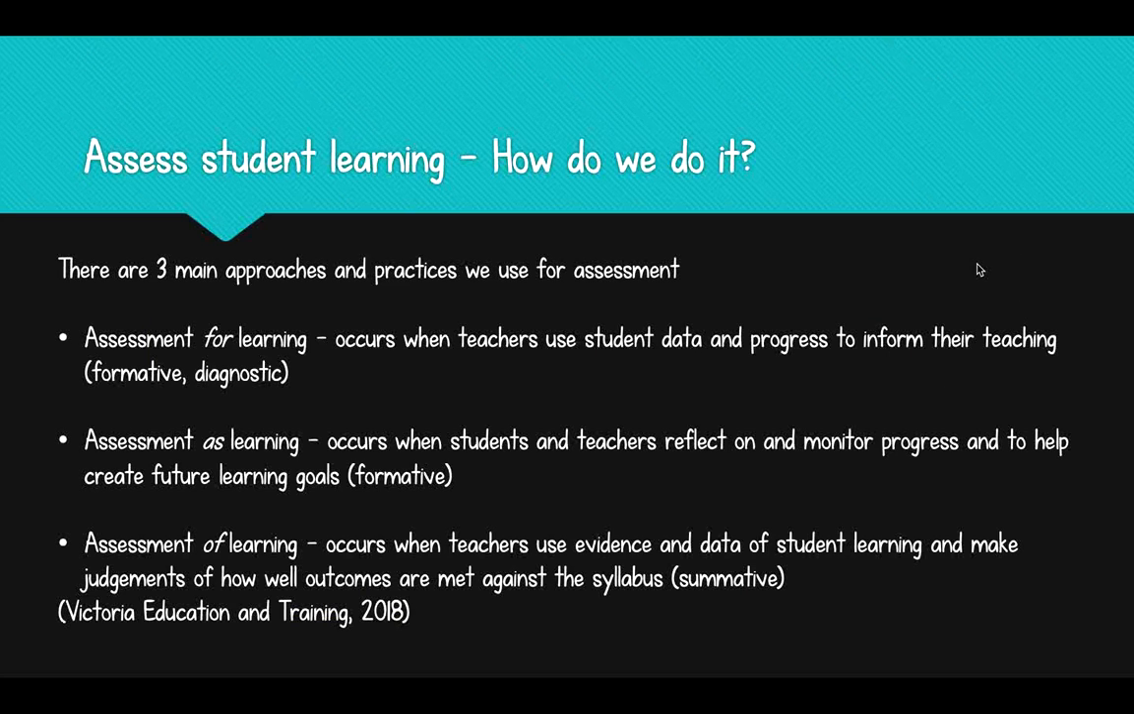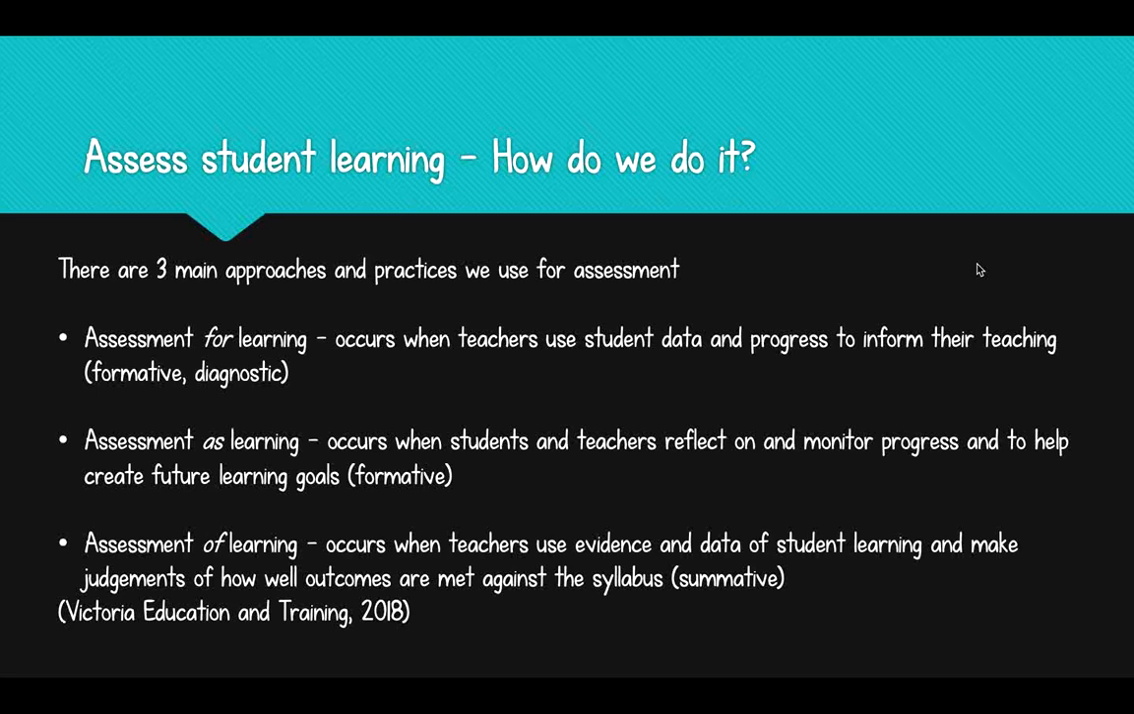How do we do it? Alright, so there's 3 main approaches that we use for assessment. So we've got assessment for learning, assessment as learning, and assessment of learning. So assessment for learning occurs when teachers use student data and progress to inform their teaching. So like we just talked about, this would be diagnostic or formative. So when you're assessing for learning, you're doing maybe pre-testing to see what they already know and what things you really need to focus your teaching on.